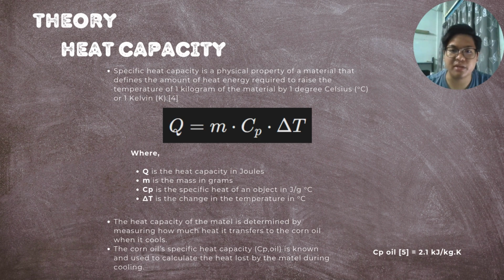In this experiment, we will determine the heat capacity of each metal by measuring how much heat it transfers to the corn oil when it is cooled. By knowing the Cp of the corn oil, we will use it to calculate the heat lost by the metal during the cooling.